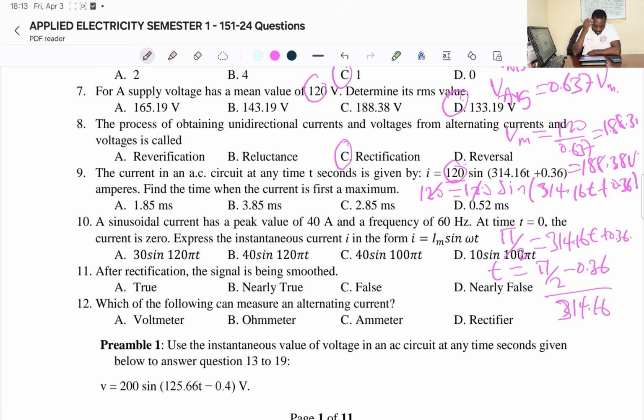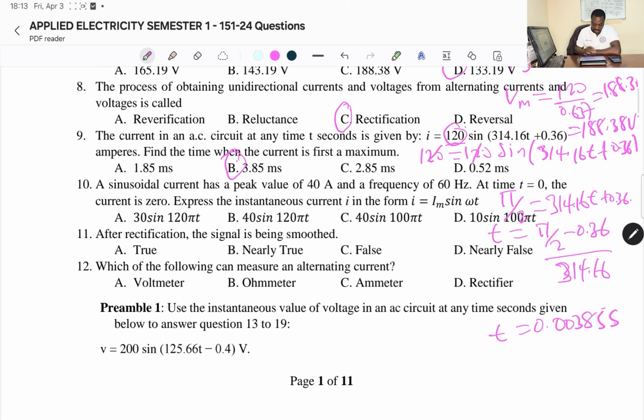0.03. So we get this t equals 0.00385854. Right, seconds. So we change this to what? Milli. That is going to what? 3.85 milli. So the answer here is B. Now moving forward, question 10.